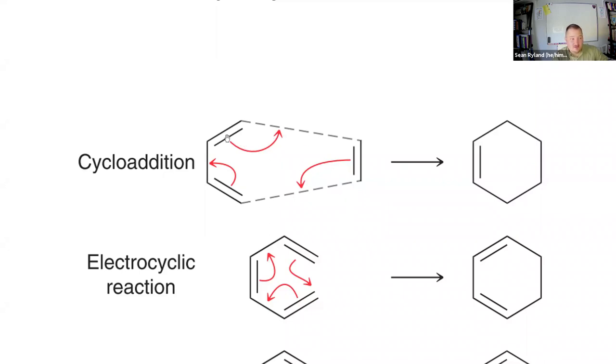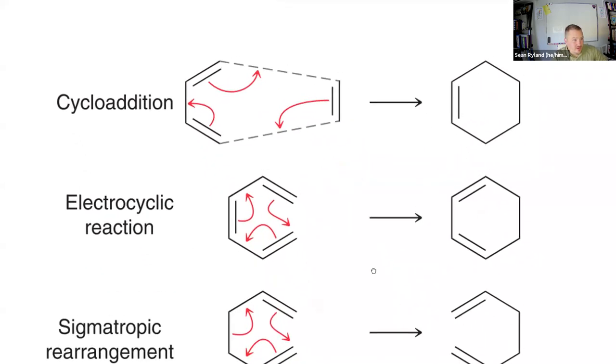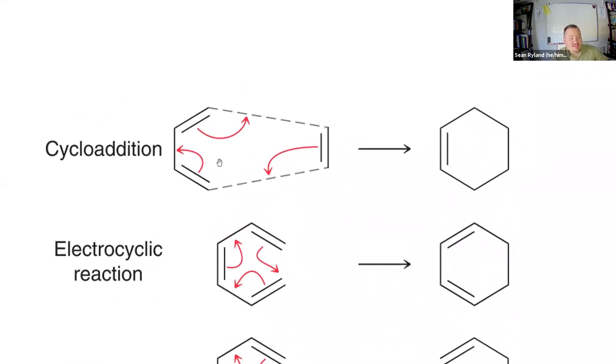Except that instead of just moving pi bonds around, we're breaking pi bonds to make new sigma bonds. We can have a similar thing happen. And what makes it a cycloaddition is that we have two different molecules to start, and at the end we wind up with one molecule. So basically we're sticking these two pieces together to make one new ring structure. So hence cycloaddition, we're making a cyclo group by adding these two molecules together.